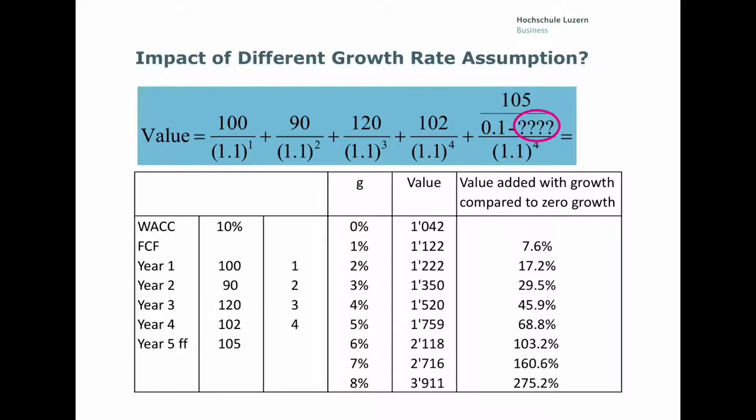Let us look at this result in detail. The below table provides an overview of company values where different growth rates have been used. For instance, a growth rate of 0% implies a company value of 1042, while a growth rate of 3% yields a valuation of 1350. In this example, the value added with growth compared to the scenario with zero growth is 29.5%. A more extreme example results if we assume a growth rate of 7%. In this case, the value added with growth is 160.6% of the value of a zero growth scenario.